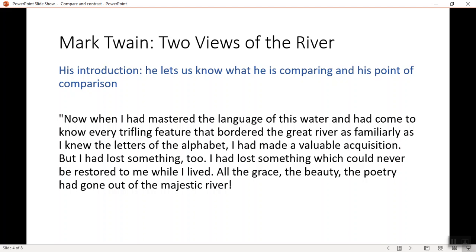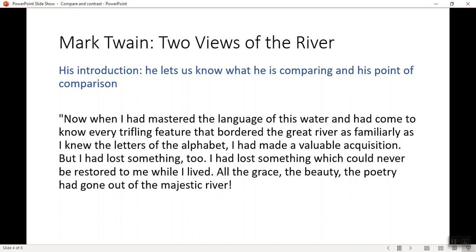And so, even though he doesn't come out and say, I am comparing and contrasting my view of the river before I was a pilot with my view of the river after I was a pilot, he doesn't need to bore us with that announcement. Instead, he shows us with this very lyrical language that that's what he's comparing, those two views of the river. And he's got a little bit of his thesis here too. All the grace, the beauty, and the poetry had gone out of the majestic river after he became a pilot.